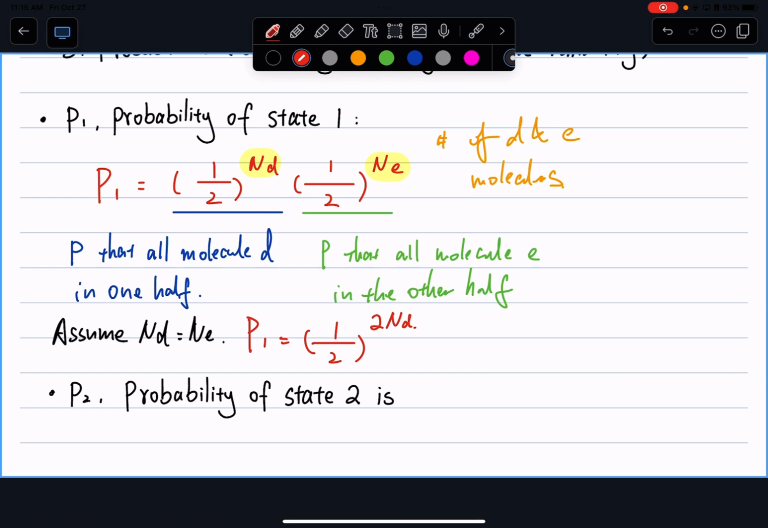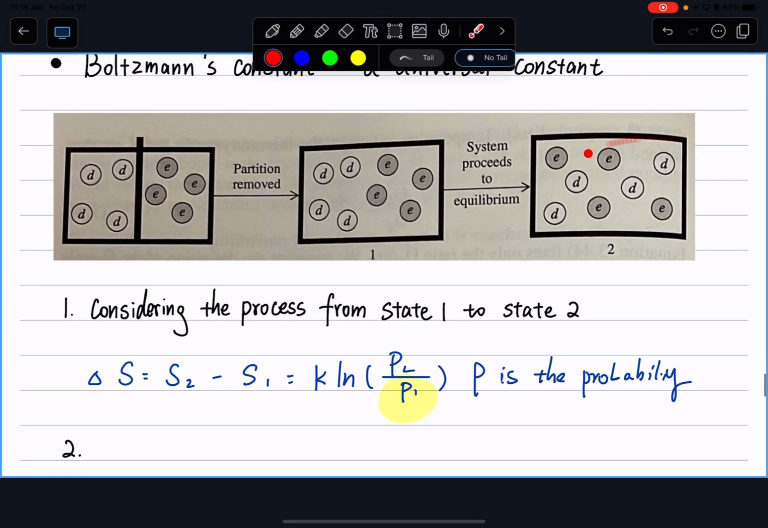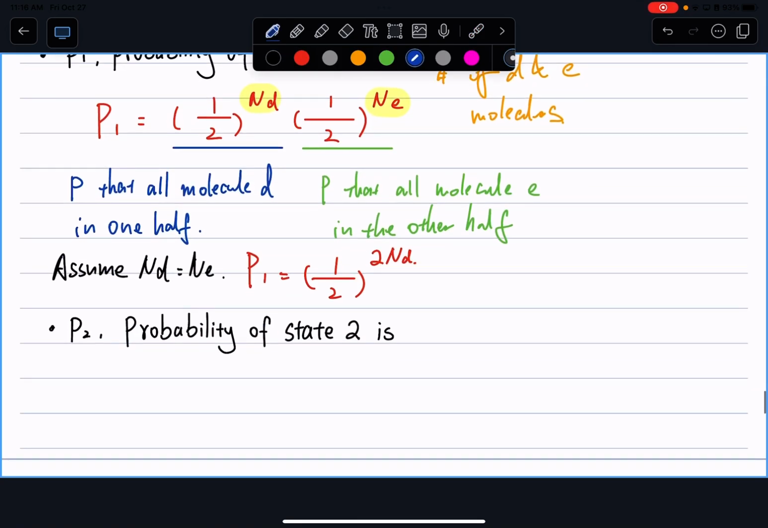And then what about the probability of state 2? Now your state 2 is your equilibrium state. What we say about that equilibrium state is that this one is almost 100%. It's only infinitesimally less than 1.